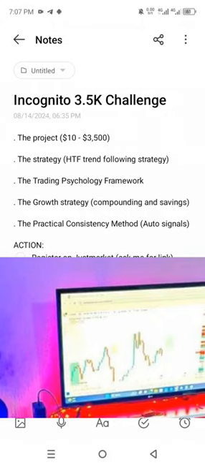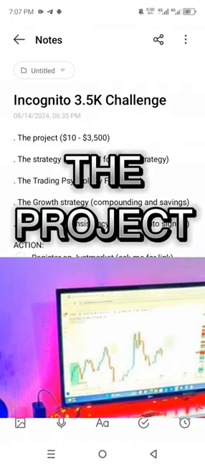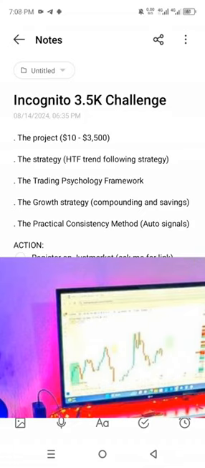In this video, I'm going to be explaining the Incognito 3.5K challenge and how it's going to work. So the first thing we have to talk about is the project, moving $10 to 3.5K. I'm going to be talking about the process and how this is going to work, how we're going to be able to achieve this.